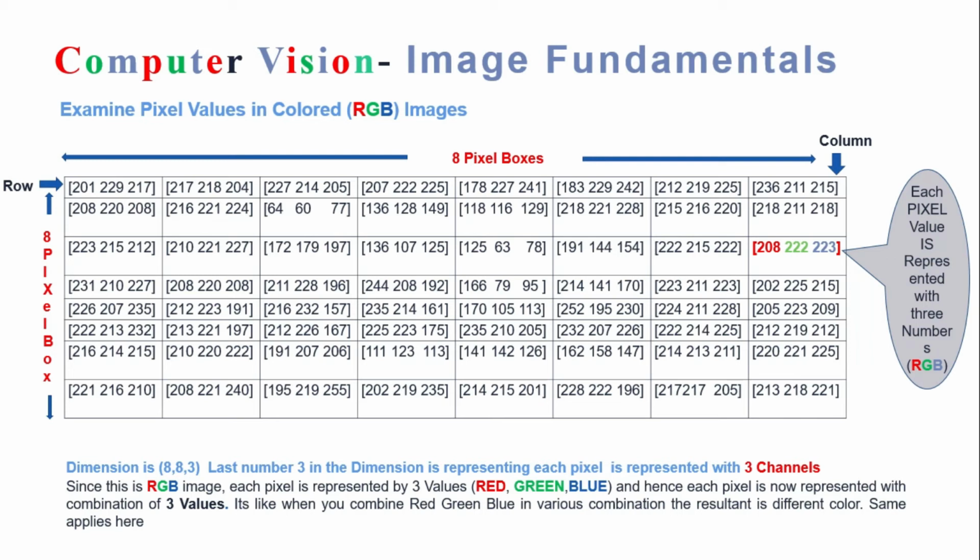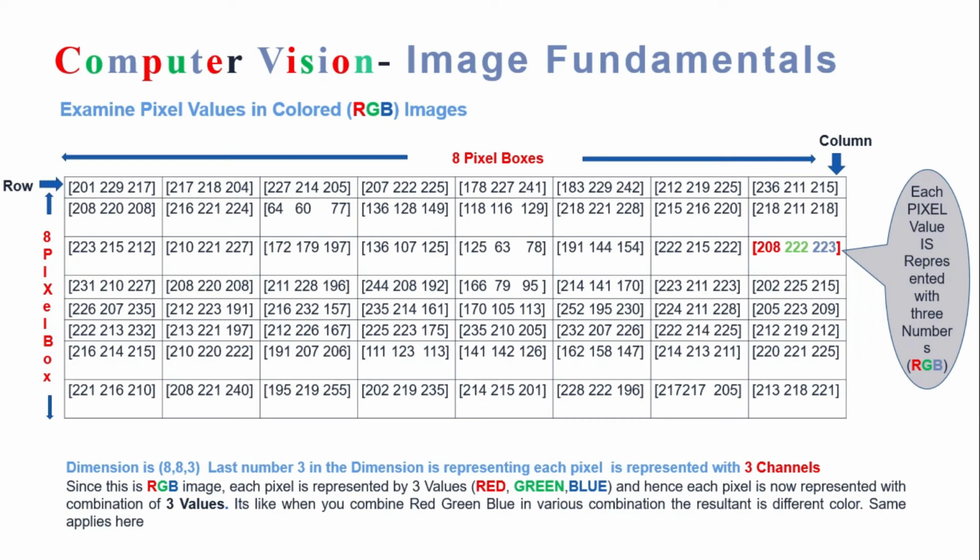It's like when you mix the red, green, blue in different proportions, you get a different shade of color, right? So that is how the pixel will appear. It has got different combinations of red, green, blue values. So the shades will be different at different places on the image. So that is how the colored image is represented in matrix form.